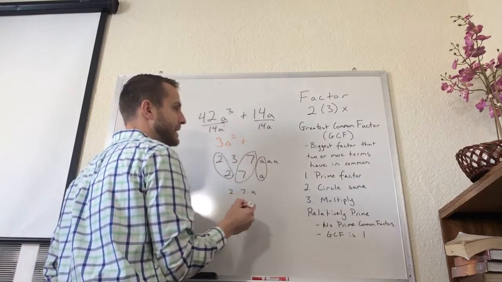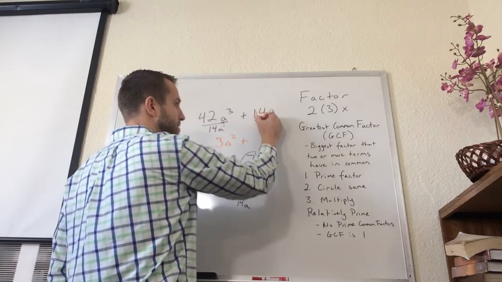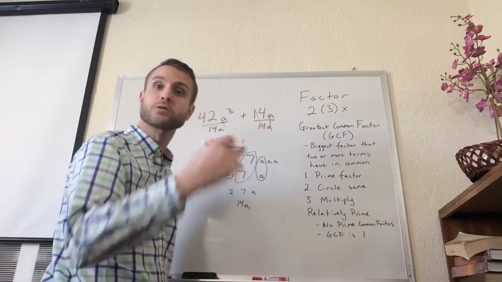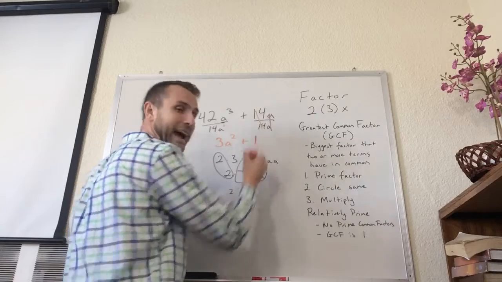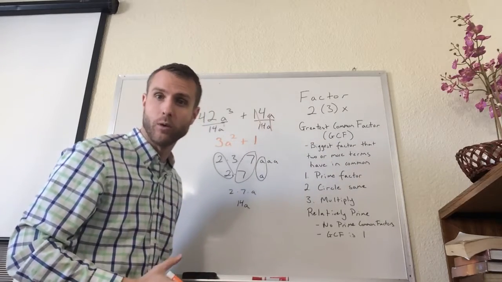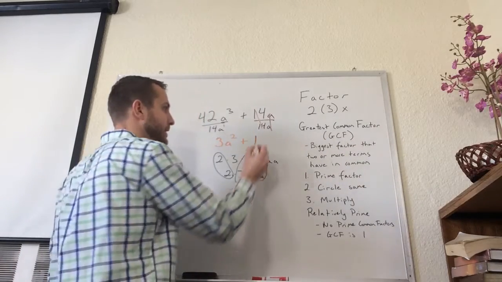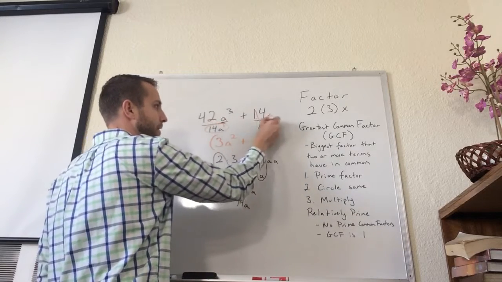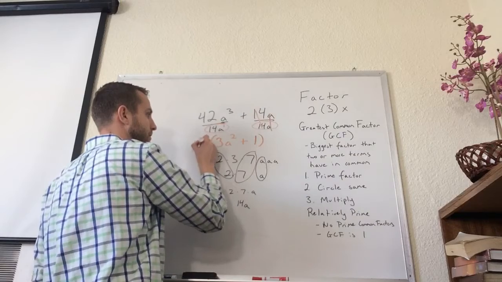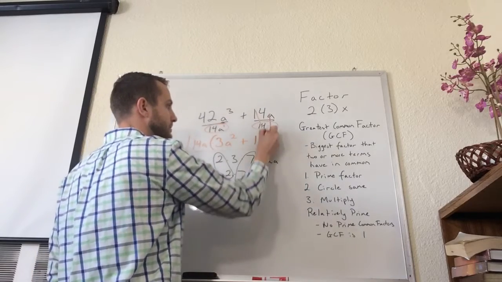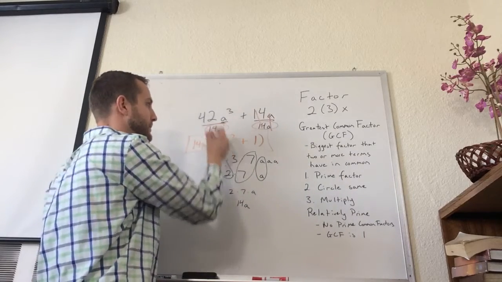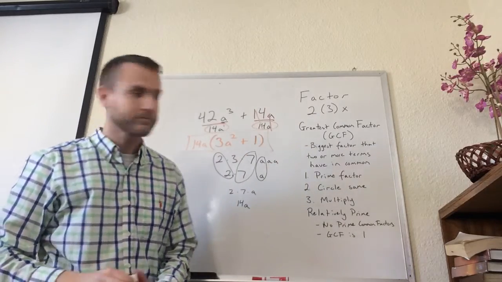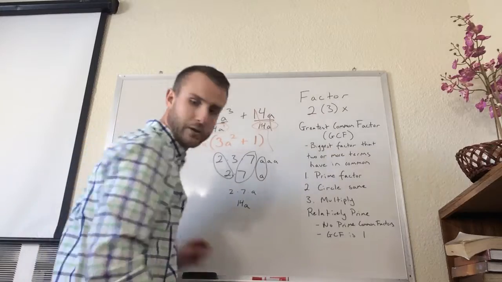Plus, don't forget that plus sign. 14 cancels, a cancels. Remember, when everything cancels, that doesn't make 0, it makes 1. So I have to have a 1 there. Don't forget that 1. A lot of people forget about that. I'm going to put that in parentheses, and remember, outside the parentheses, I'm going to put my greatest common factor. And that's my answer. Remember, I could multiply back, and I should get my original number. Let me do another example here.